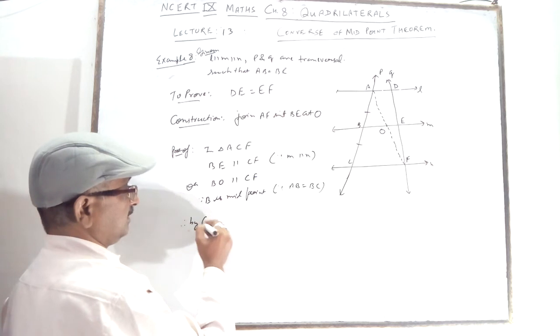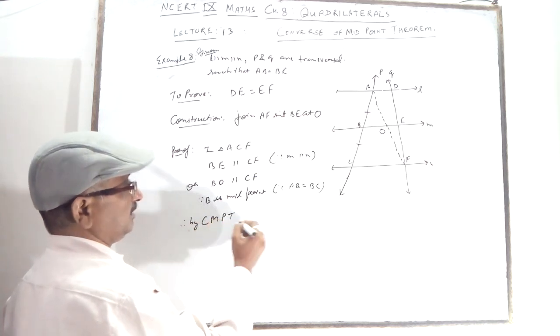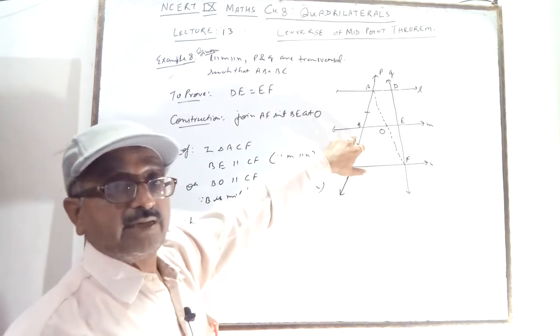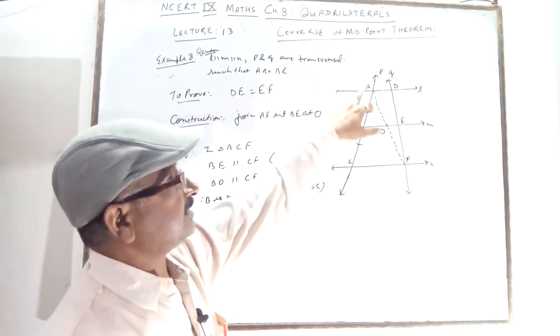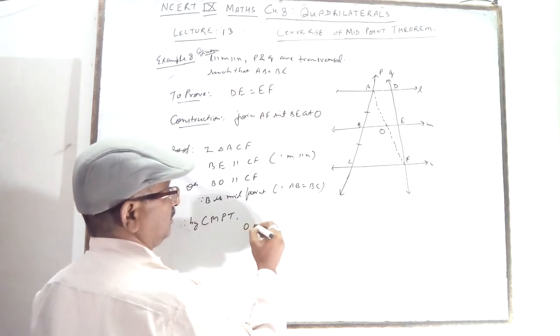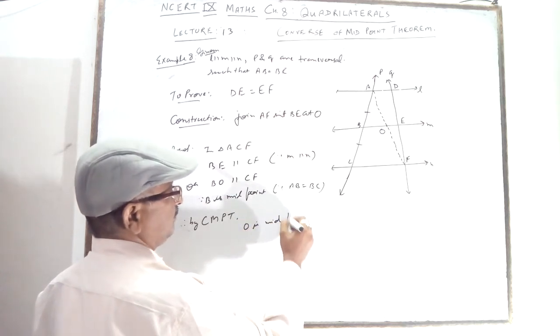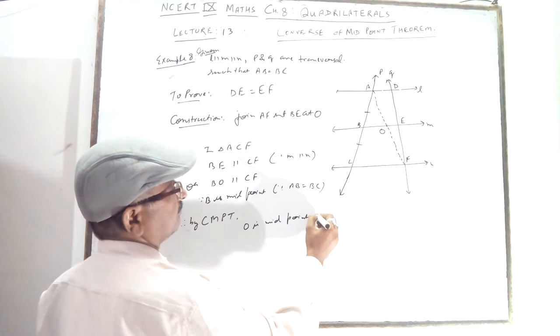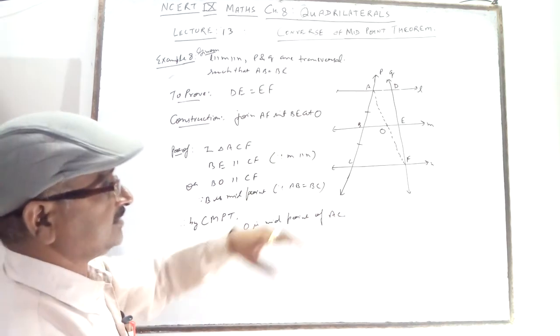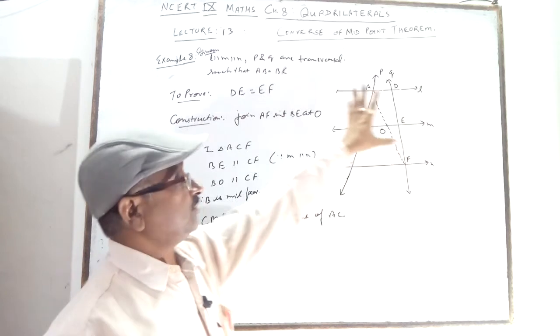Therefore, by the converse of the midpoint theorem, a line drawn from the midpoint of one side parallel to the second side bisects the third side. O is the midpoint of AC. Now you are getting.